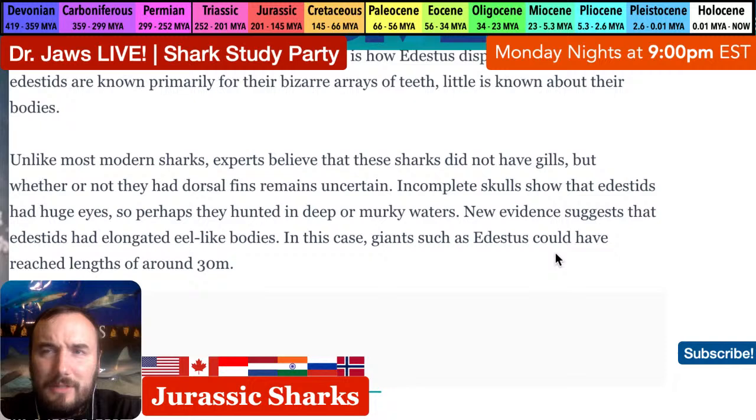That's actually extremely strange. I doubt that they didn't have gills, and I don't know what would lead to them thinking that, because how would the animal breathe? So it's a really strange theory, but incomplete skulls show that the Edestid had huge eyes, so they hunted in deep or murky waters. New evidence suggests that Edestids had elongated eel-like bodies. In this case, giants such as Edestus could have reached lengths of about 30 meters.